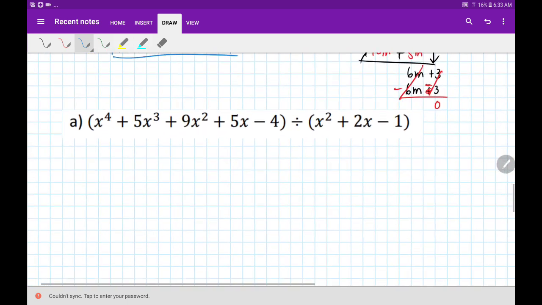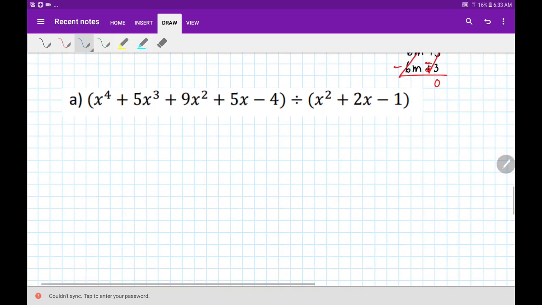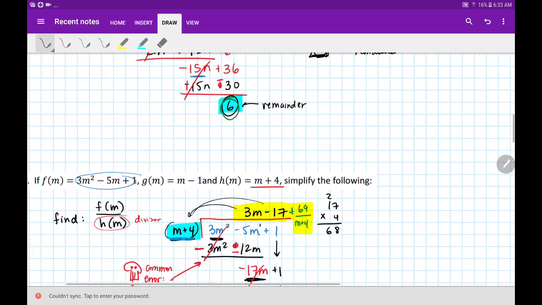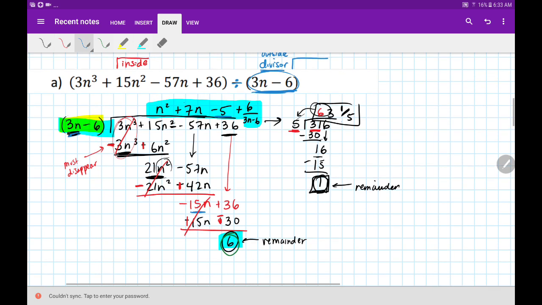Okay, last problem. So the question here just says find the remainder. Well, we've done that a couple times now where we actually solved the entire problem. Now they only want the remainder. So let's look back at a couple of the problems we just did, identify our remainder.